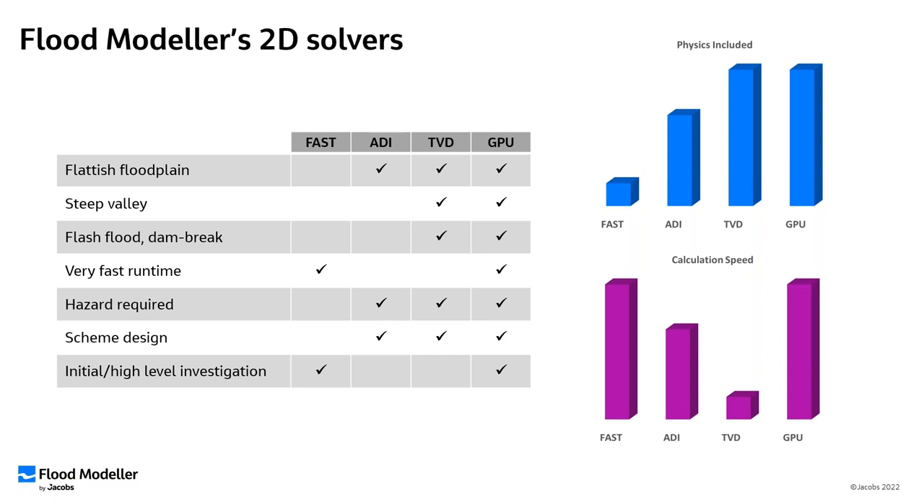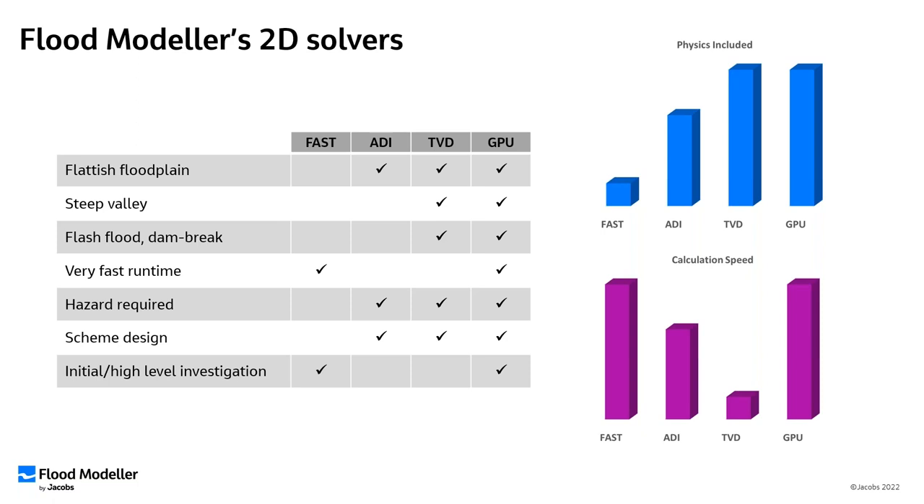Second option is the ADI solver. Now this has more physical attributes to it. So it does include things like momentum in its equations. You want to use ADI in situations where you've got quite a flat floodplain, you've not got big shocks in water level. So basically, your typical floodplain scenario where it's very flat.